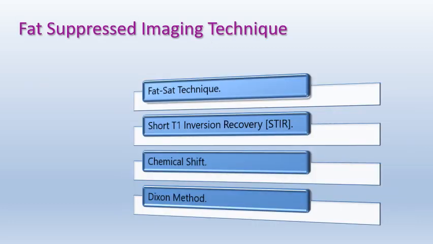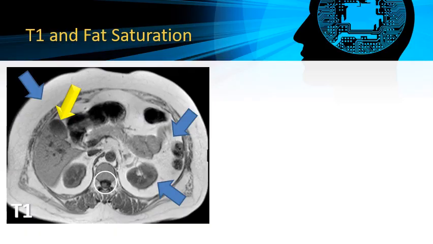Usually there are 4 fat suppressed imaging techniques used, especially in body imaging: the fat sat technique, short T1 inversion recovery, or what we call the STIR sequence, chemical shift, and the Dixon method. The first 2 techniques, fat sat and STIR sequences, are related to the spin echo family, while the chemical shift and Dixon methods are related to the gradient sequence family.